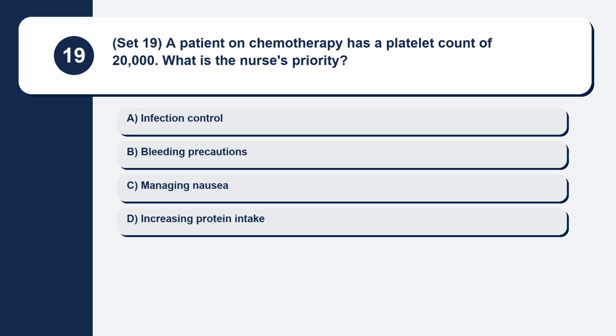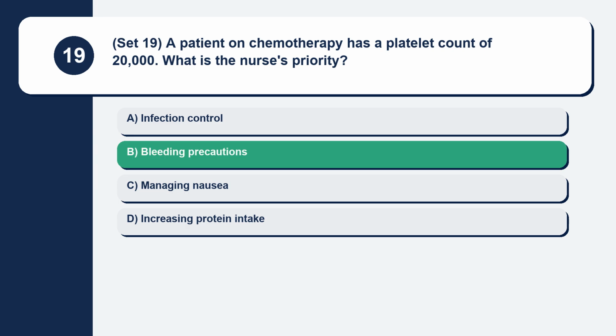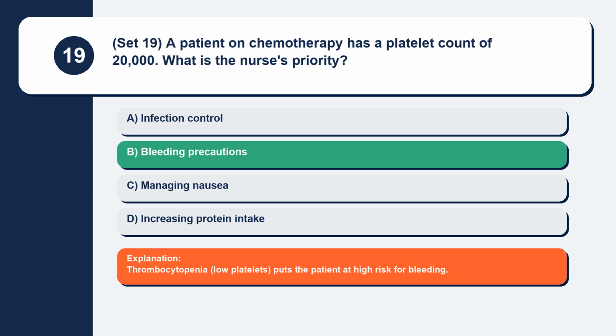Question 19. Set 19. A patient on chemotherapy has a platelet count of 20,000. What is the nurse's priority? Infection control, bleeding precautions, managing nausea, increasing protein intake. Thrombocytopenia, low platelets, puts the patient at high risk for bleeding.